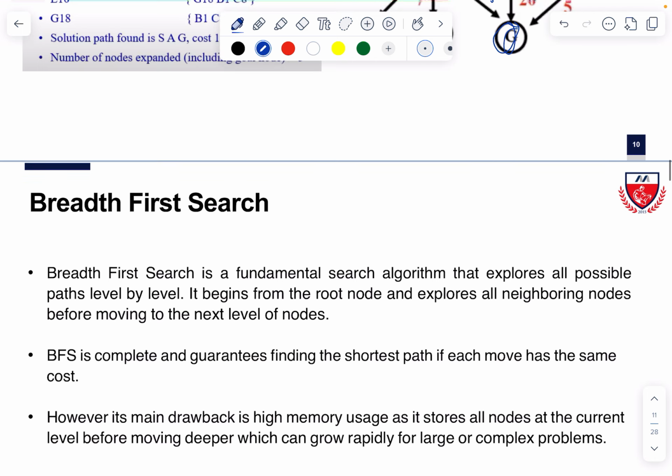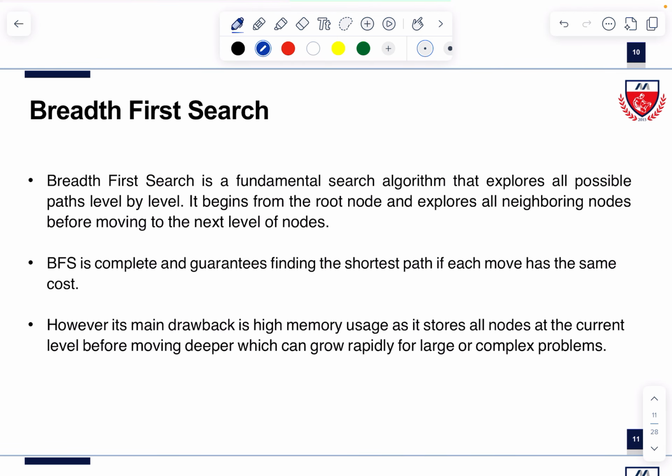Okay, next in our example, we have the breadth first search. The breadth first search is a fundamental search algorithm that explores all possible paths level by level. It begins from the root node and explores all neighboring nodes before moving to the next level of nodes.